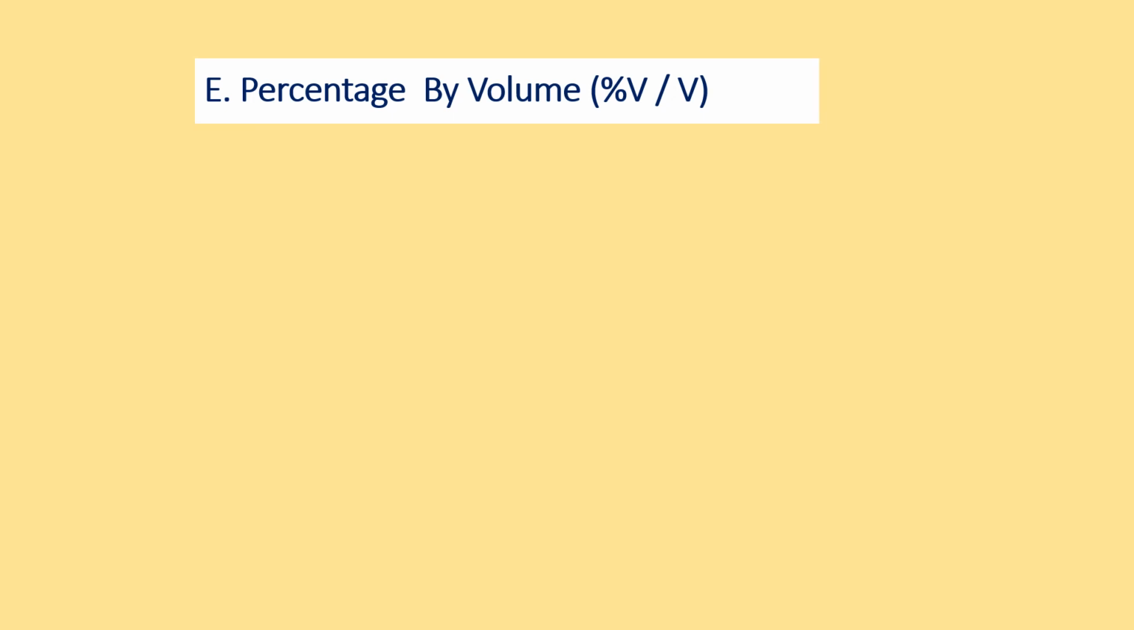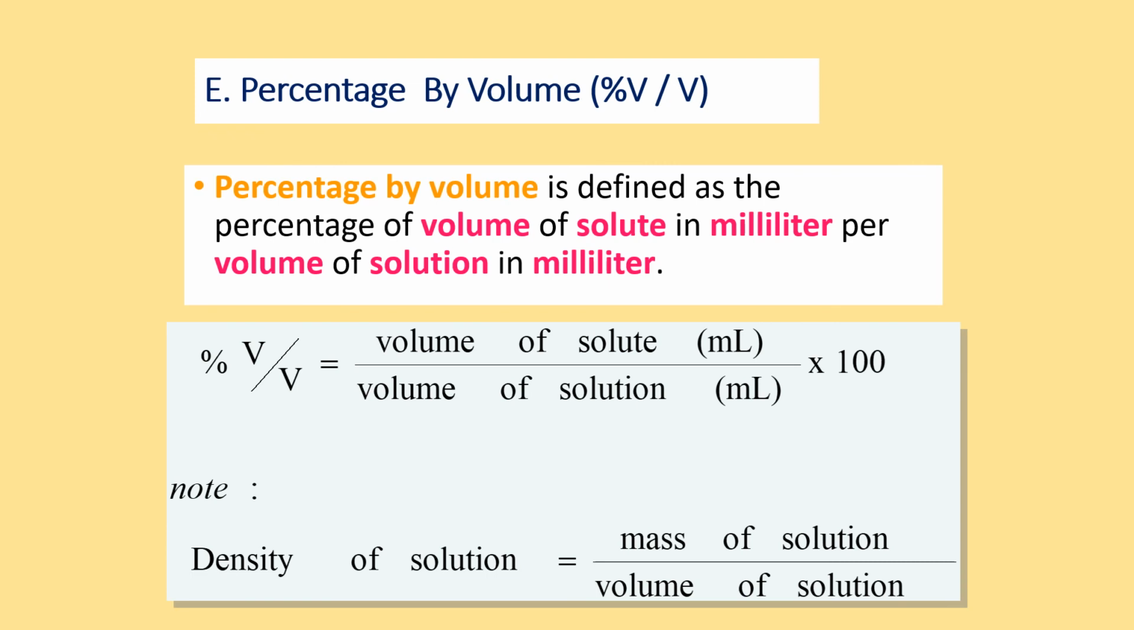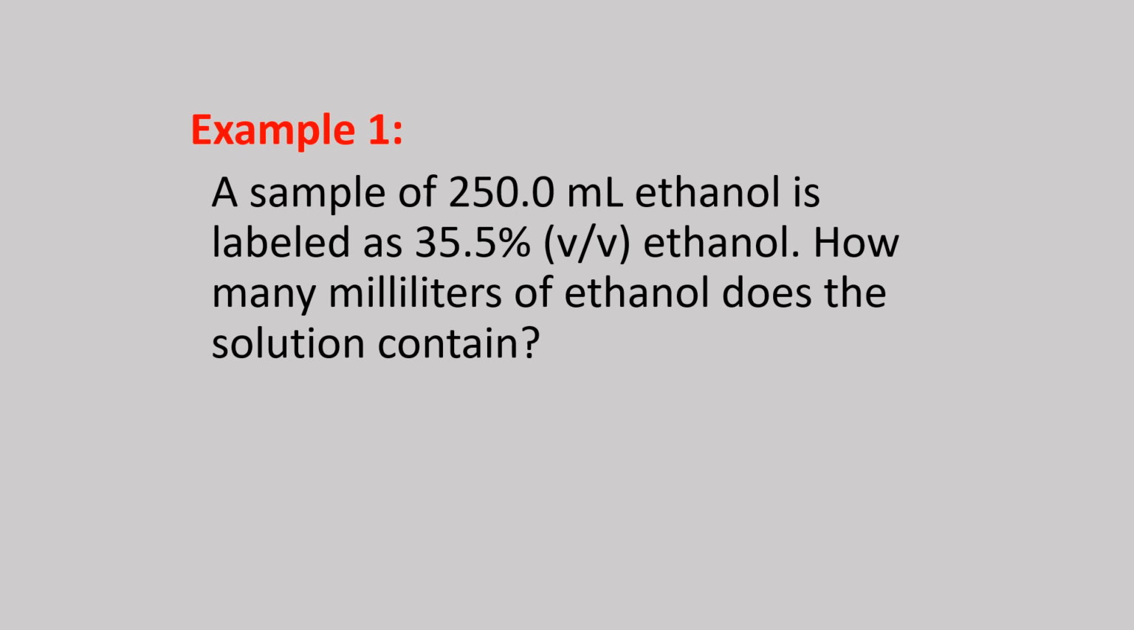Percentage by volume, or percentage V per V. Percentage by volume is defined as the percentage of volume of solute in milliliter per volume of solution, also in milliliter. Percentage V per V is volume of solute in unit ml divided by volume of solution in unit ml, also times 100. And take note, the density of solution is equal to mass of solution divided by volume of solution.